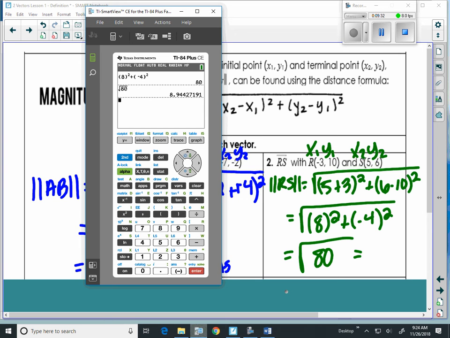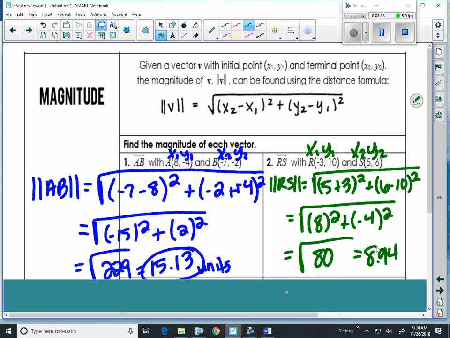All right, so 8.94. Okay, go ahead and do the next 2 by yourself. Same exact process. I will put them up here on the board.